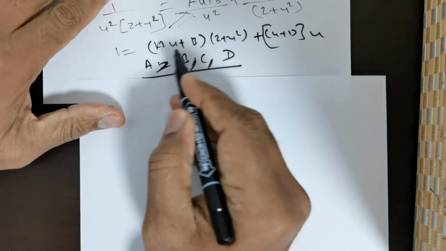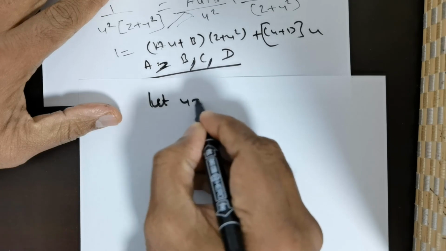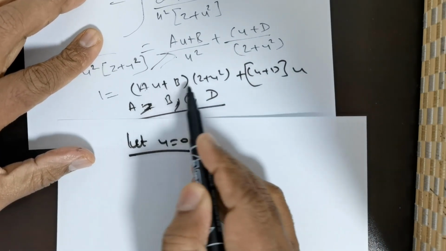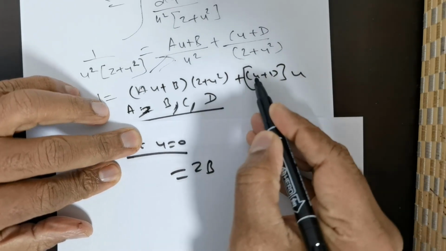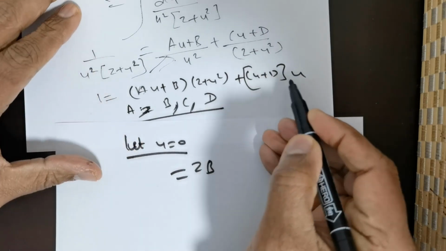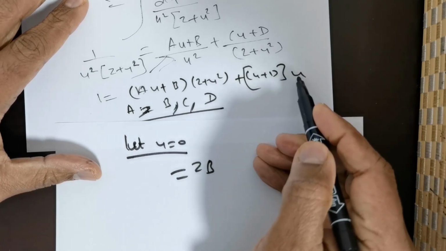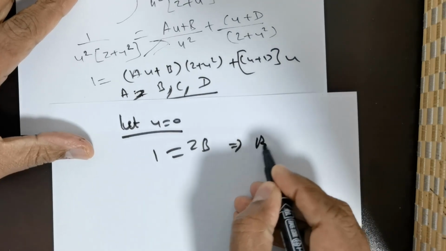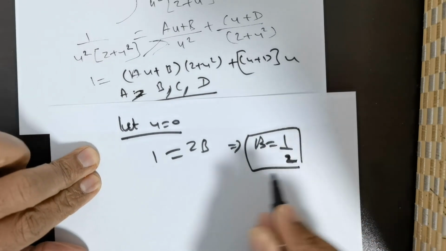Now I wish to take, let u be equal to 0. If u is equal to 0, what happens? This goes off and then this goes off. So you will have 2 times b, and this goes off and this goes off, right? This entire thing goes off because u is equal to 0. So clearly you have b is equal to 1 over 2. Okay, you can have that value.